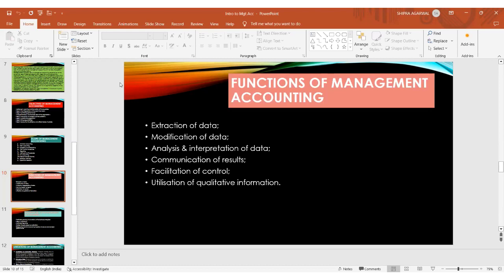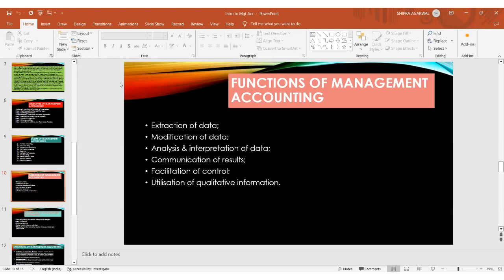Once this information has been modified, then the next step is that this information is to be used to analyze and interpret the data. Because until and unless I analyze, until and unless I understand, until and unless I give my interpretation, I will not be able to further use this to take decisions. So based on my analysis and my interpretation, I will use this information to further take decisions. Now, once this decision has been taken, see, the decision has been taken by me, but the concerned people who are actually working in the organization do not have any idea regarding what I have planned.